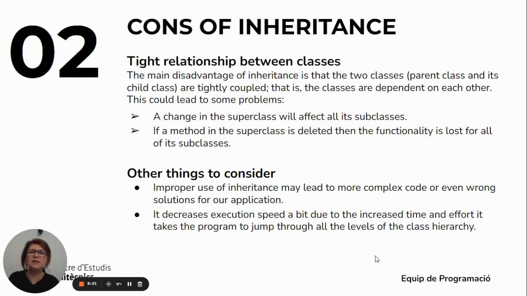Other things to consider. The improper use of inheritance may lead to more complex code or even wrong solutions for our application. And, of course, it decreases execution speed a bit, due to the increased time and effort it takes the program to jump through all the levels of the class hierarchy.